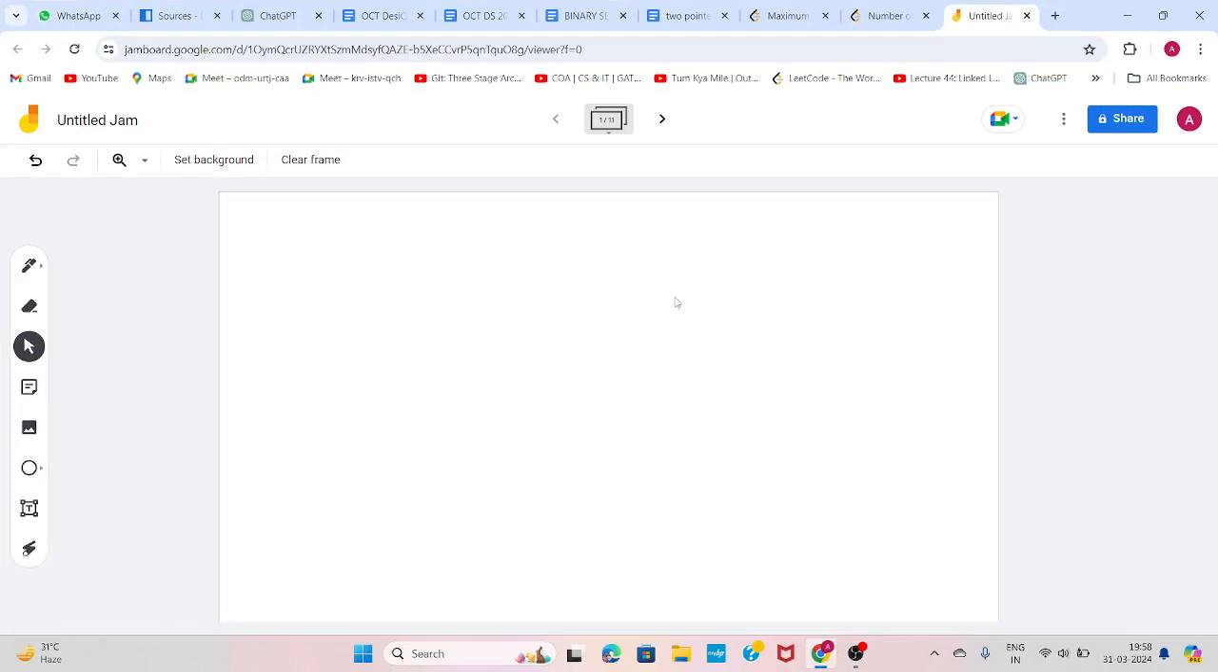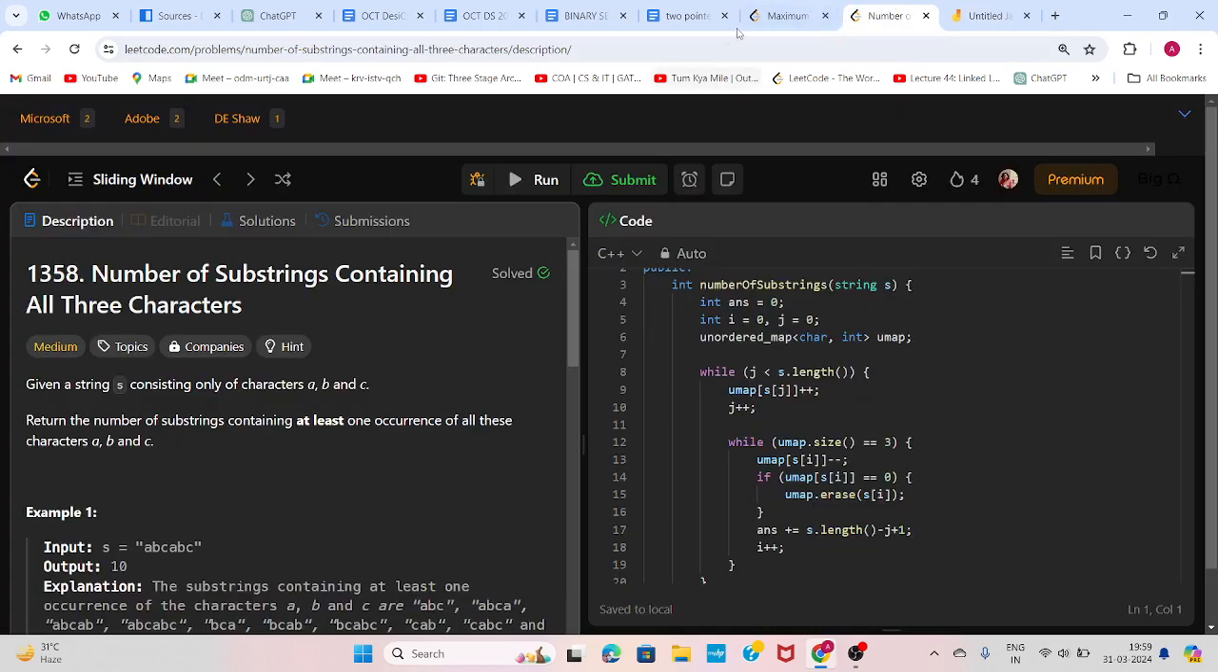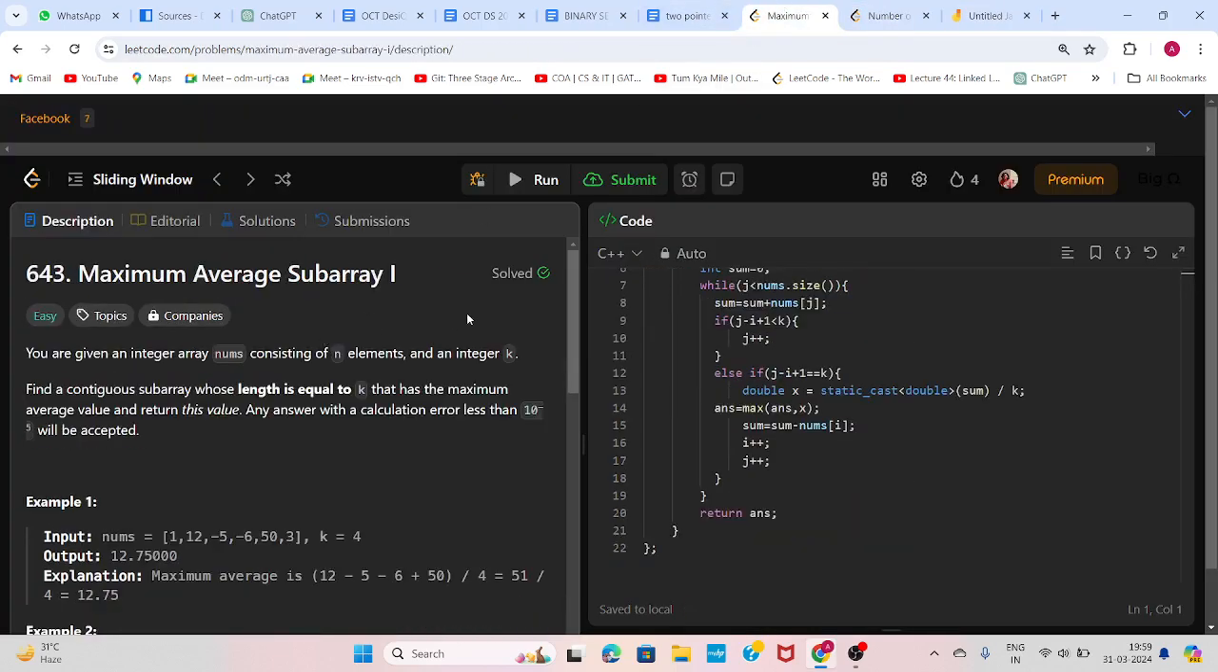In today's lecture, we are going to discuss the sliding window. This is the second video of our sliding window playlist. In this lecture, we will discuss two questions of the sliding window. One is a simple easy one, and the second will be a medium from LeetCode. The first question that we have is the easy one, maximum average subarray.